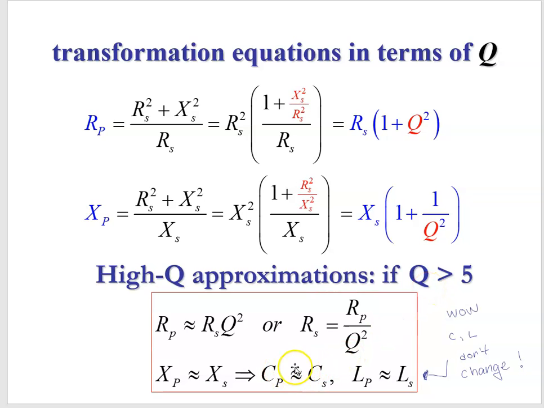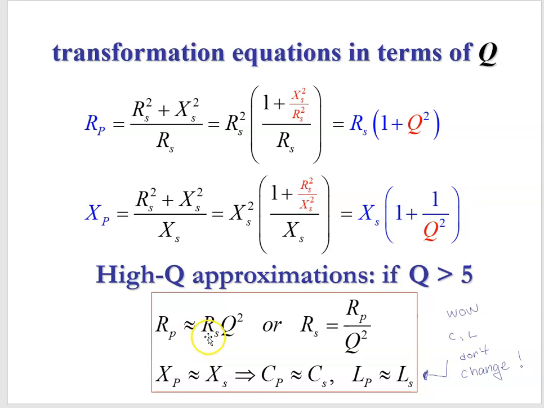So our parallel capacitance would be approximately equal to the series capacitance, and the parallel inductance approximately equal to the series inductance. So that's nice. They don't change at all. What happens to the resistances? They do change.